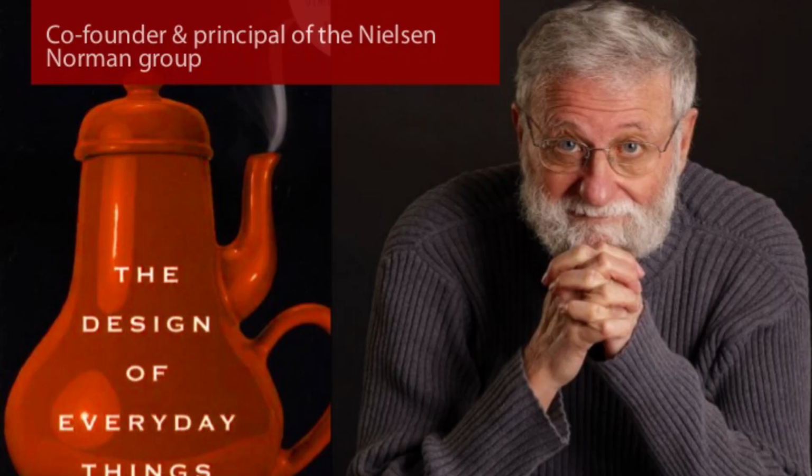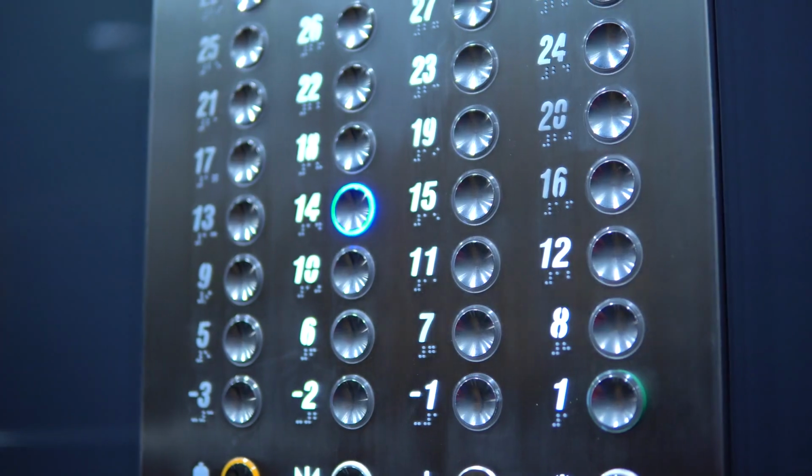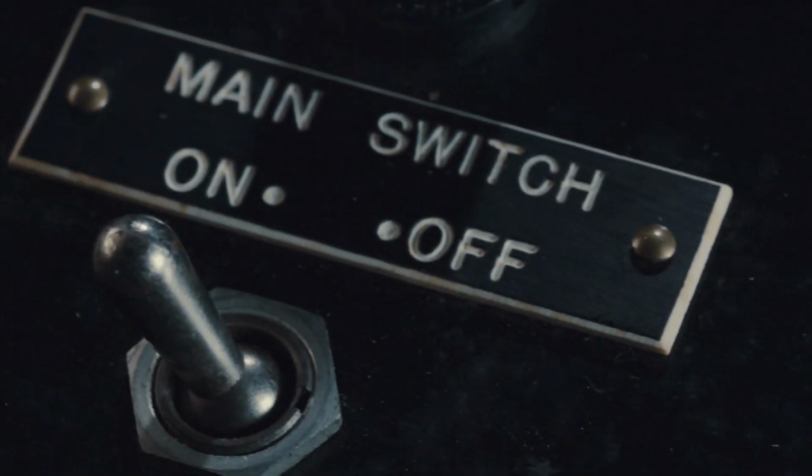About 22 years later, user interface researcher and the author of The Psychology of Everyday Things would write, "An affordance is a relationship between the properties of an object and the capabilities of the agent. And so, buttons demand being pushed and switches demand being switched."